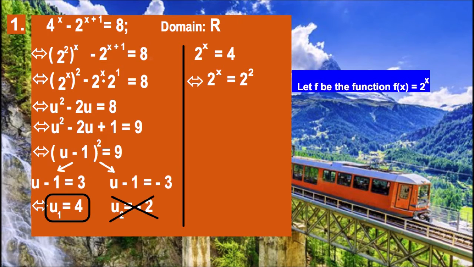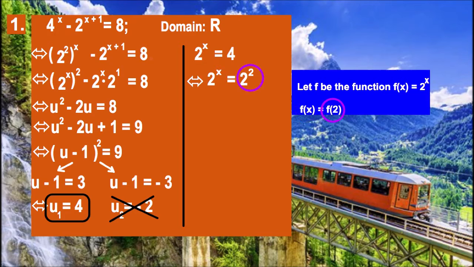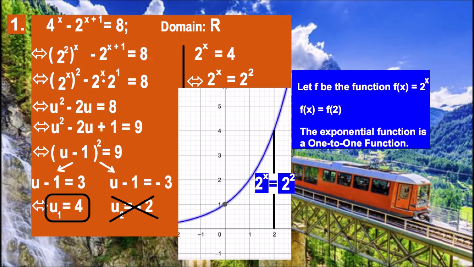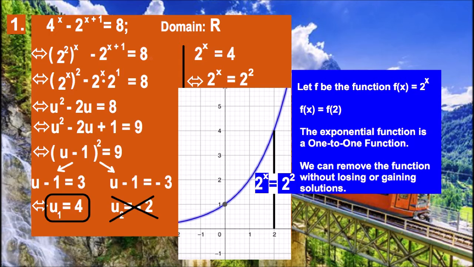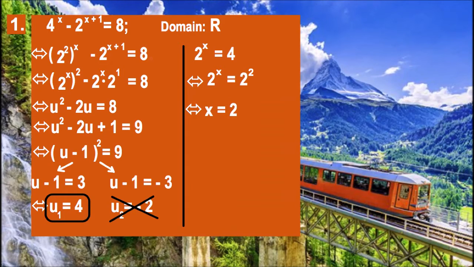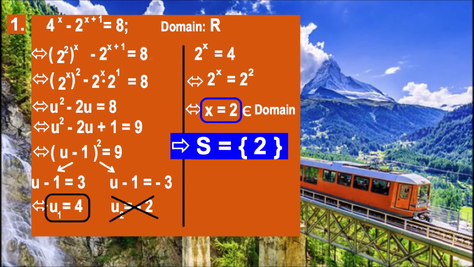And if we let f be the function f of x equals 2 to the x, replacing 2 to the x by f of x equals f of 2. And since the exponential function is a one-to-one function, we can remove that function without losing or gaining any solutions. This results in the equivalent statement x equals 2, which belongs to our domain. Thus, our set of solutions is the set made of 2.